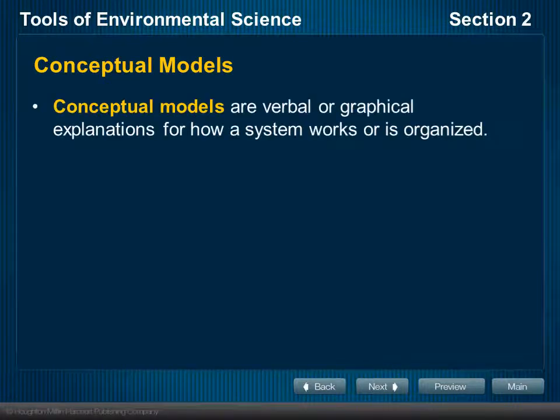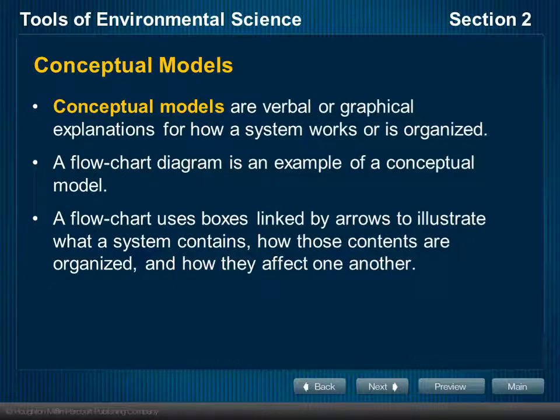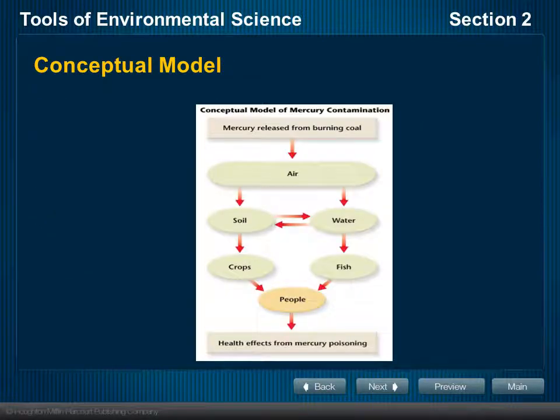Conceptual models. Conceptual models are verbal or graphical explanations of how a system works. So if I were to draw in pictures and word boxes the Krebs cycle on the board, that would be a conceptual model. Flow charts. So if I were to do, like when we do ecology, we'll do food webs, that's an example of a conceptual model. And we'll show you in the next page here what a flow chart looks like. So very simply, boxes with words of explanation, arrows telling you what direction things go in.